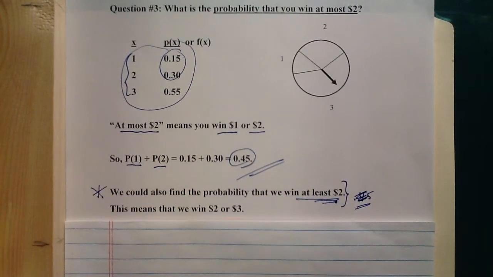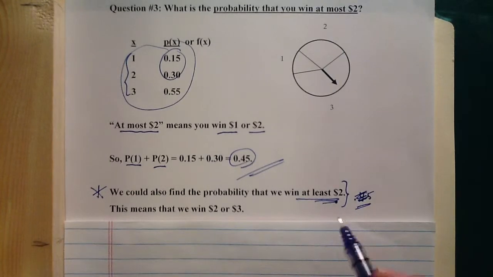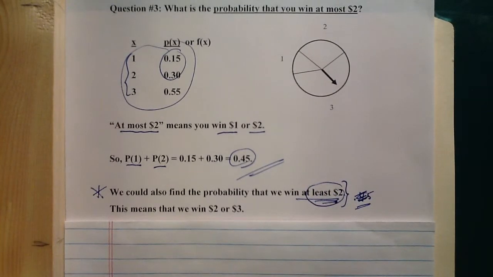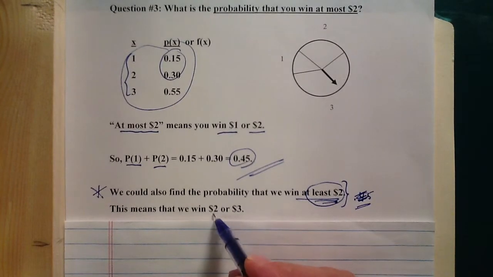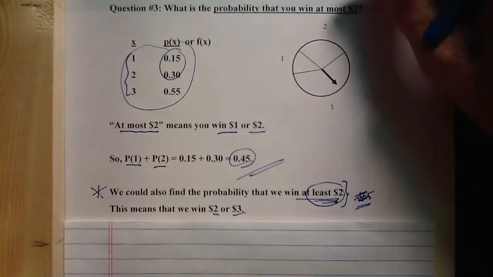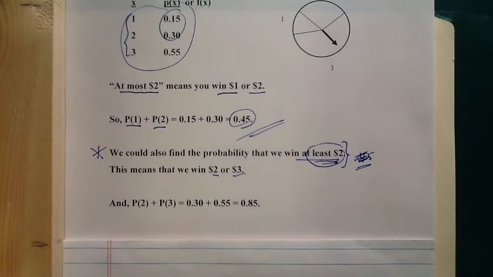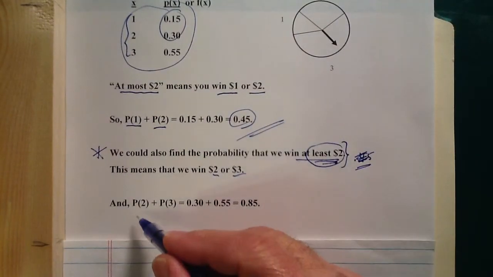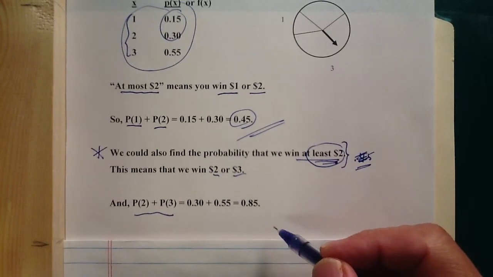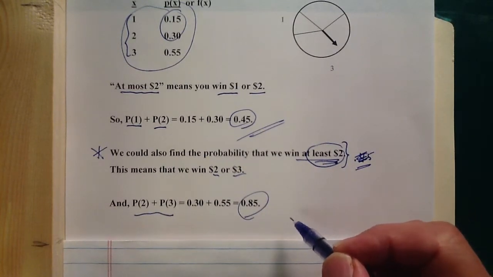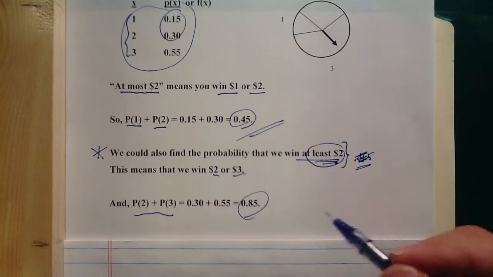And this starts a new problem, actually. What's the probability of winning at least $2? At least $2 means we win $2 or more. Again, we would pick that up right from the table, and pick up the values for probability of 2 plus probability of 3. So there's an 85% chance that we would win at least $2.